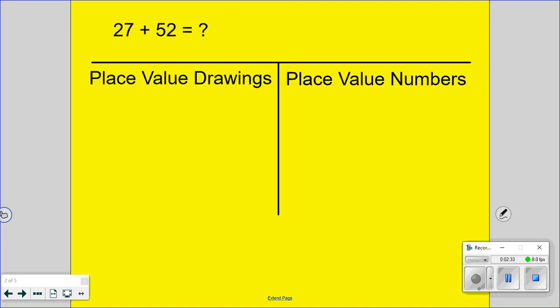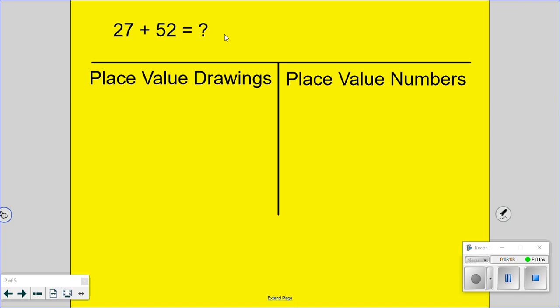You're going to write down the equation first, then you're going to make the T chart. And it can go the whole page, that's fine. But the two strategies we're going to be looking at are place value drawings and place value numbers. They both do the same thing. They just look a little different. We're going to do both of them for this problem, and then you're going to choose which one works for you. So you're going to put your equation, and then you need to make your T chart and label it.